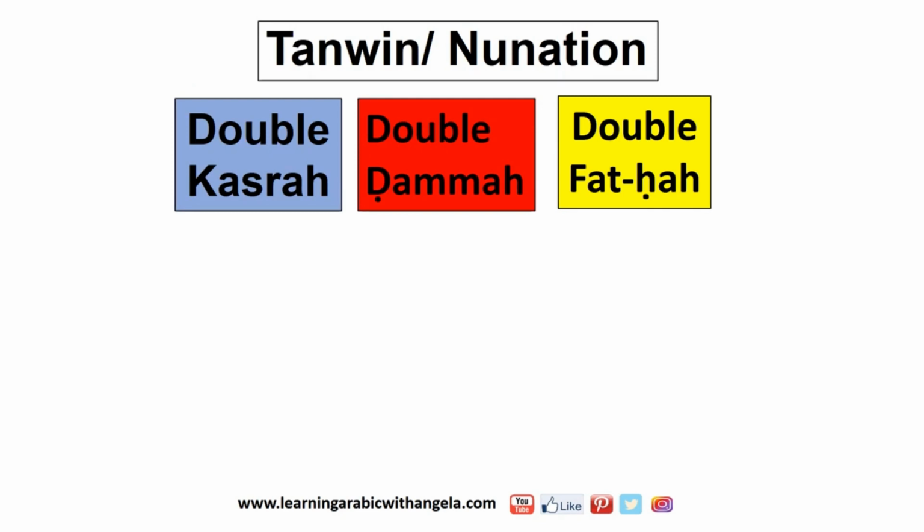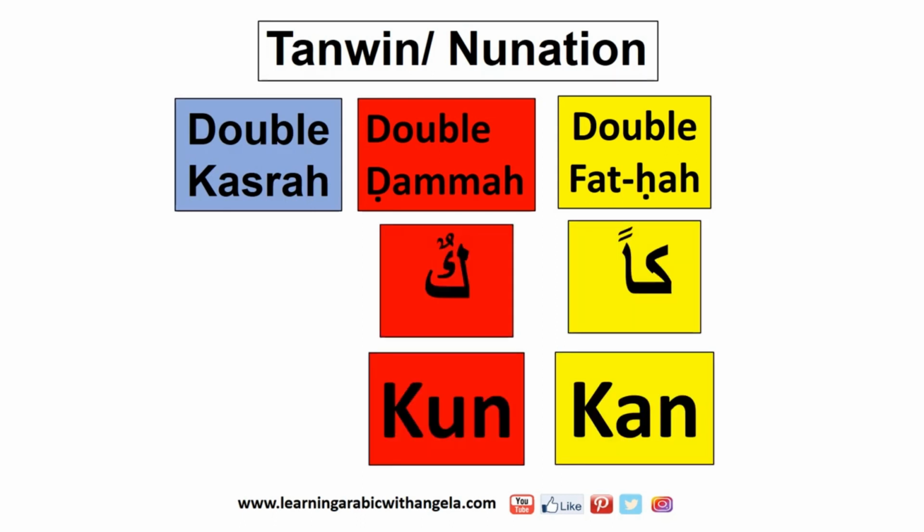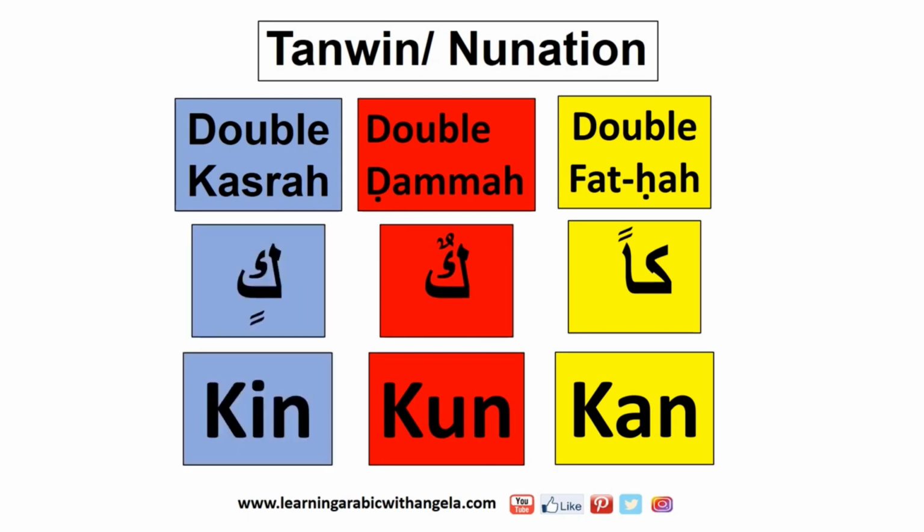So these letters in this case would be pronounced as follows: kan for double fatha, kun for double dhamma, and kin for double kasra.